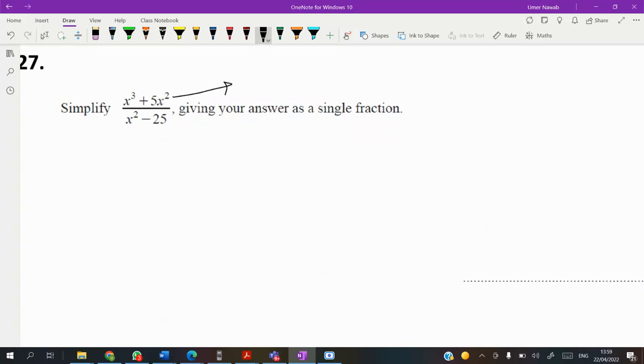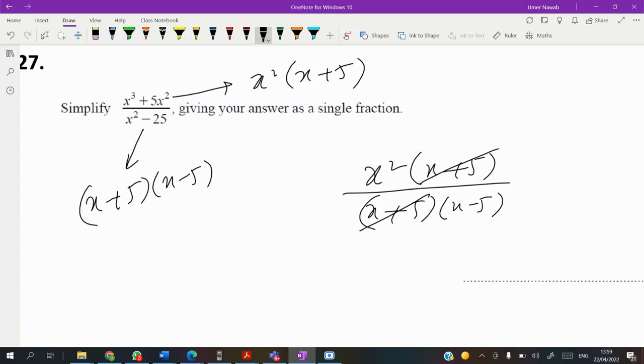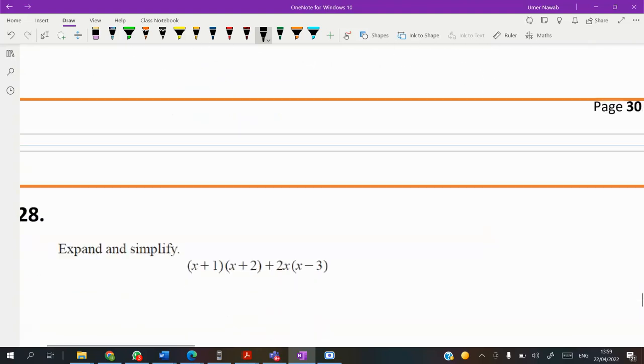What is common? X squared common, so x plus 5 in the numerator. This is x plus 5 and x minus 5. So I will write x plus 5 cancelled, x squared over x minus 5 is the final answer.